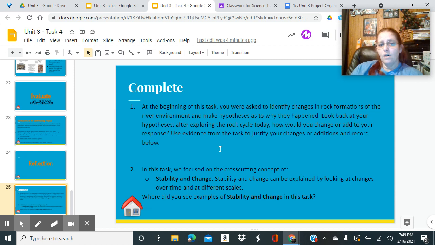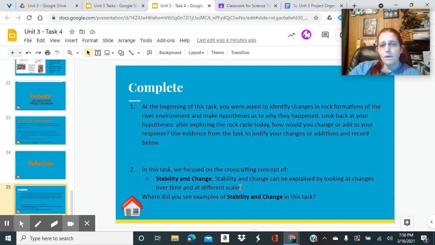All right. Now, using evidence, remember, science doesn't care about your opinion. It's all about the evidence. Think about the changes that you recorded and how your opinion has changed. Has it changed from the beginning of the task to now?